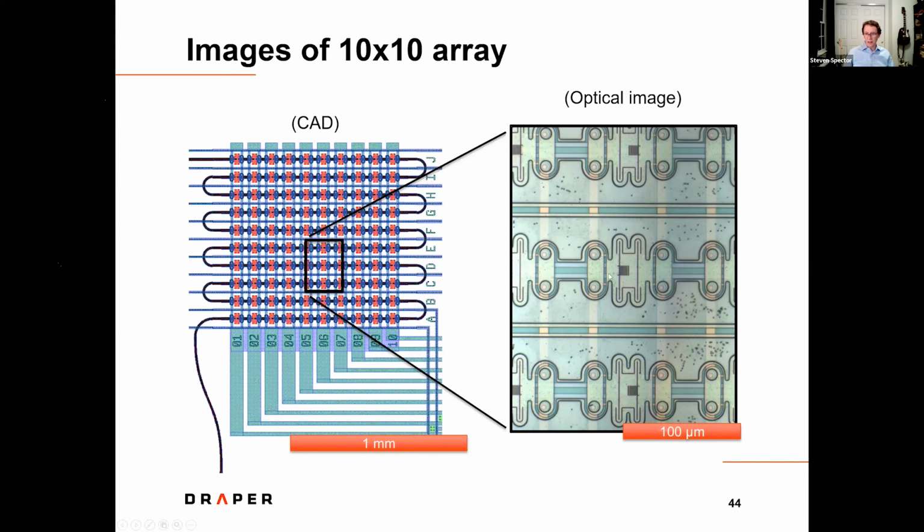Here's an optical image again of the 10 by 10 array. You can see the serpentine path in the CAD. You can see the array of devices. Note that the gratings flip direction depending on which way the light is.